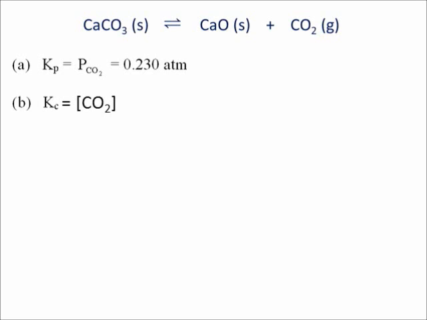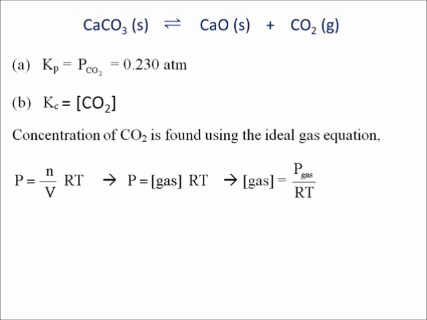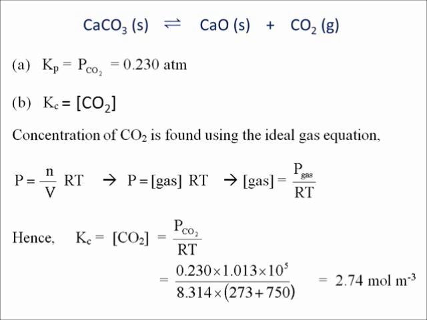To obtain this value, we can make use of the ideal gas equation. By rearranging the equation, we are able to relate the concentration of a gas in moles per dm cubed to its partial pressure in atmospheres. Substitute in 0.230 atmospheres and convert it to pascals since it's the unit used in the ideal gas equation. Divide this by the molar gas constant and the temperature at 750 degrees Celsius converted to Kelvin. You will then get your answer.